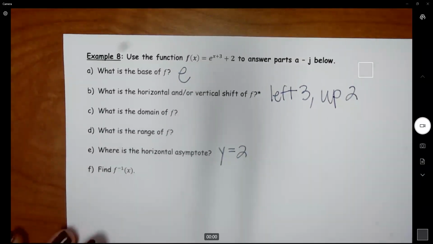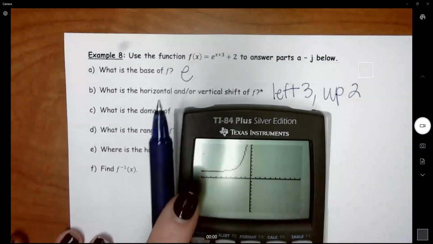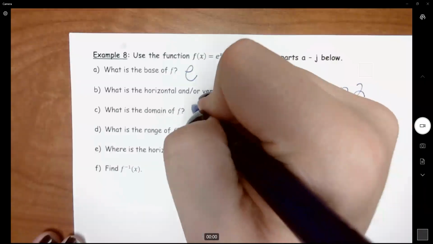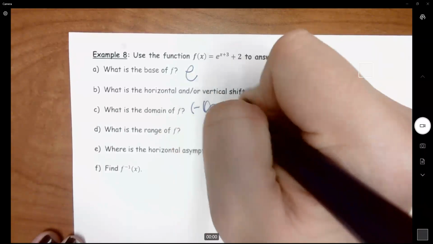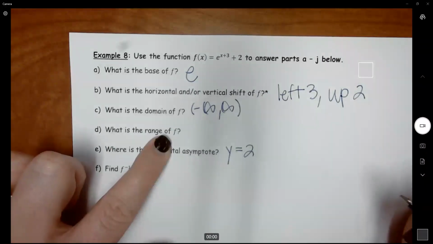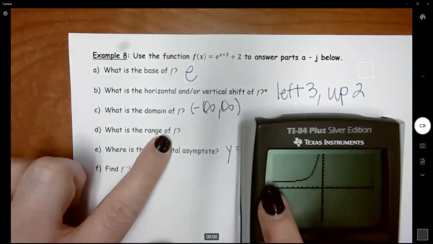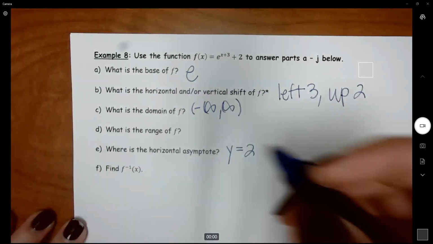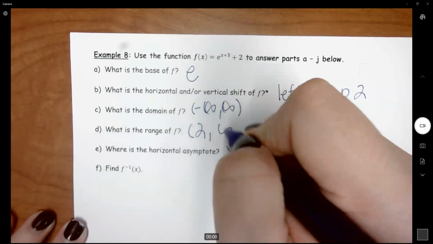So when I look at my graph, my domain is negative infinity to infinity. The domain of exponentials is all real numbers. But then the range is that horizontal asymptote to infinity. So 2 to infinity.